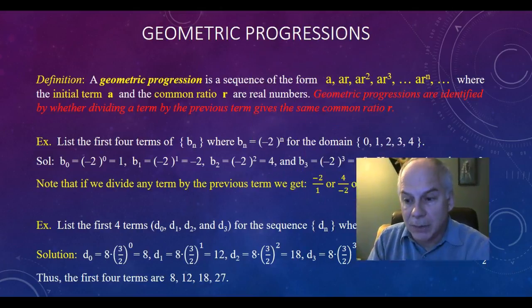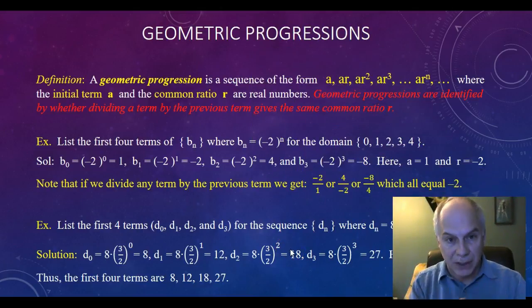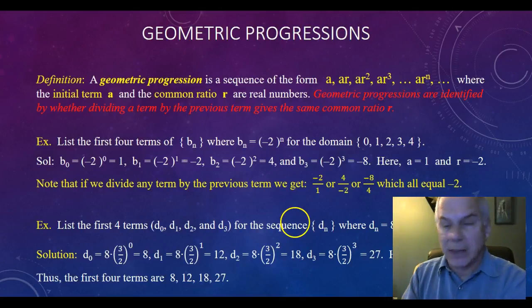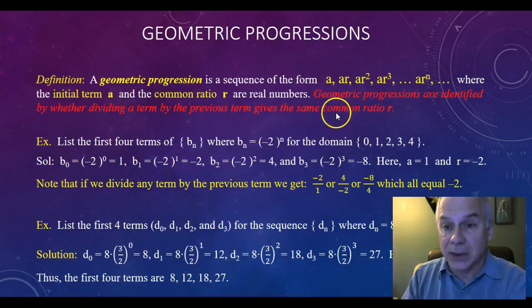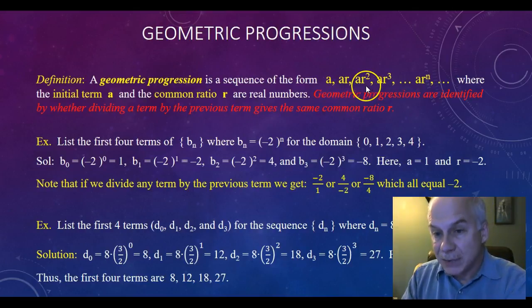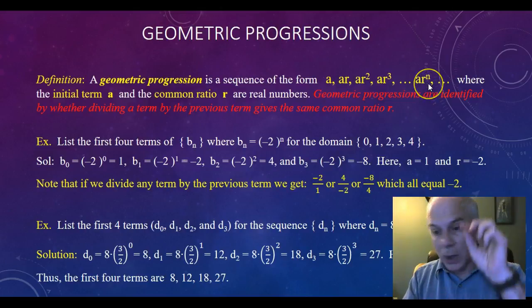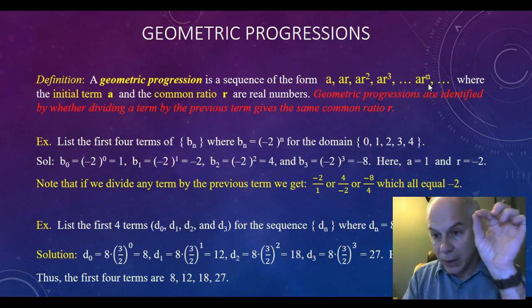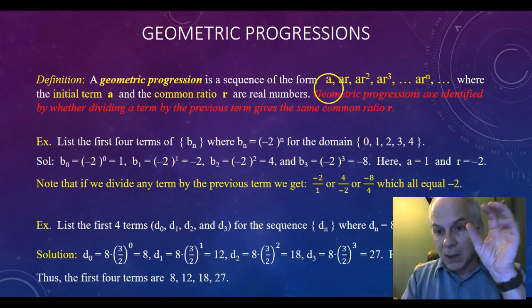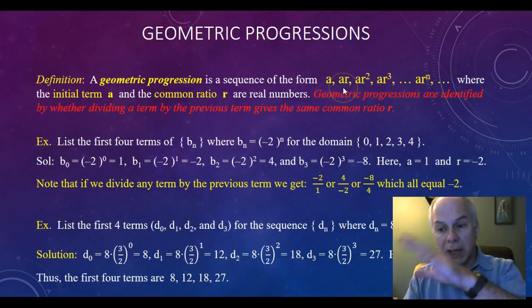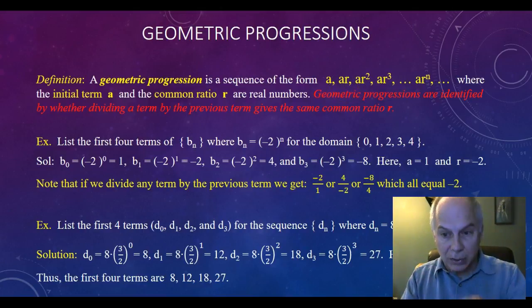So let's talk about one type of sequence called the geometric progression. A geometric progression is a sequence of the form a times r, a times r squared, a times r to the third, all the way to a times r to whatever power of n you want to put in there. Okay? So what are we doing here? Well, we're multiplying the previous term times r.